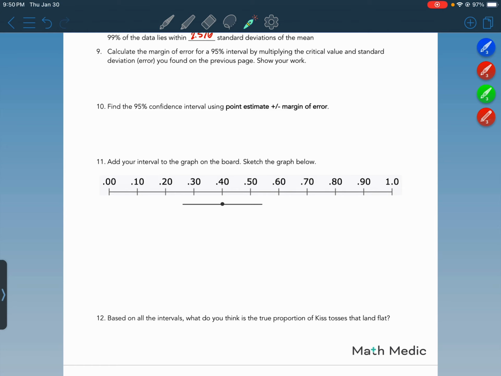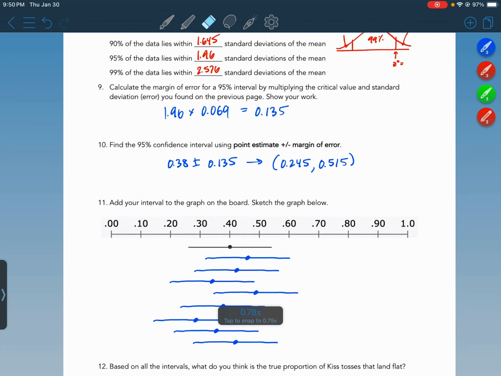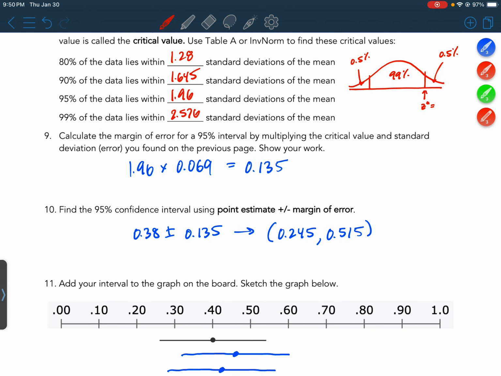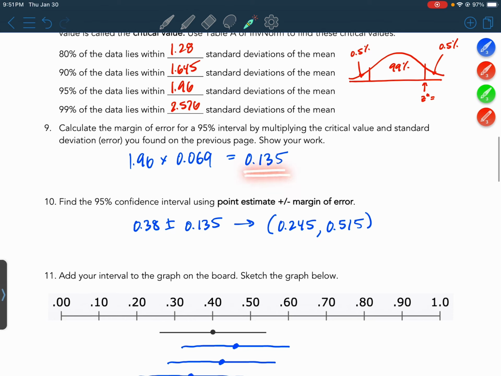All right, so you finished page 2. Let's talk about these calculations. In question number 9, you are figuring out the margin of error, and they tell you how to figure it out. You multiply a critical value times the standard error from page 1. For 95%, our critical value is going to be 1.96. My standard error, now mine's different than yours, but I had 0.069. So this is now my margin of error.